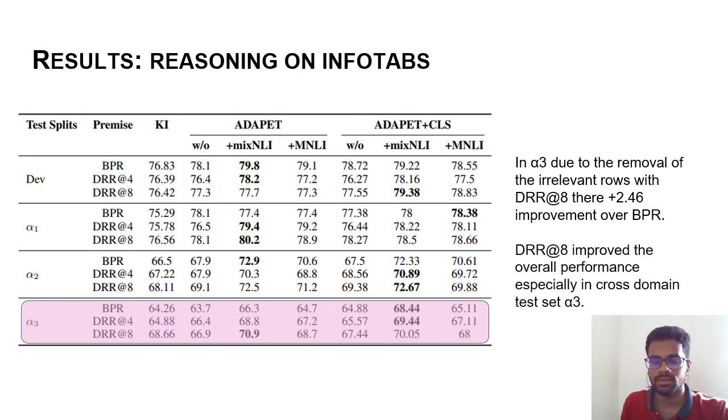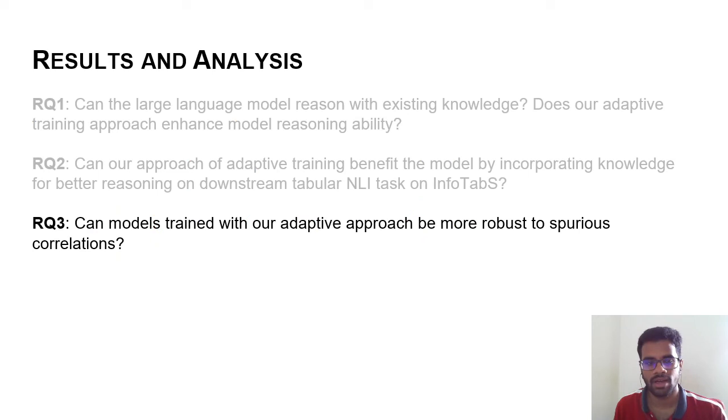Overall, the pruning with top 8 rows improves the performance, especially in the cross-domain test set Alpha 3. To answer our final research question, can language models trained on the adaptive approach be more robust to spurious correlations? We trained our adapted model on input apps, then tested the model on our adversarial test sets. And here are our results.